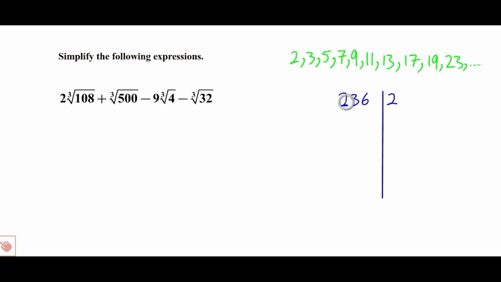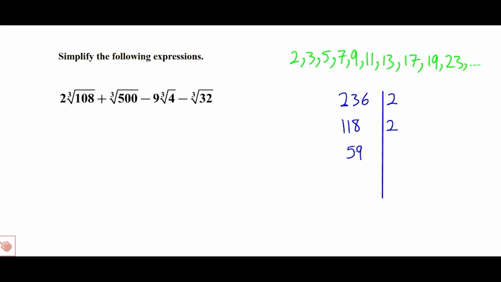Now we divide 236 by 2, which is equal to 118, and write the result on the left side of the vertical line. Now we ask, is 118 divisible by 2? Yes, it is, because it's an even number too. So we write 2 on the right side of the vertical line, and 118 divided by 2 is equal to 59, and we write the result on the left side of the vertical line.